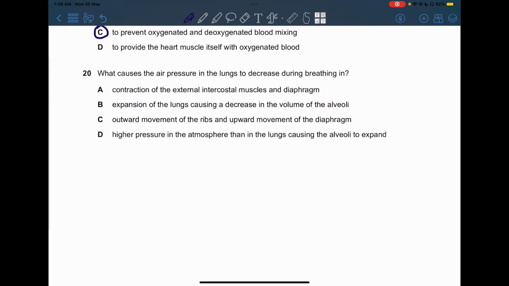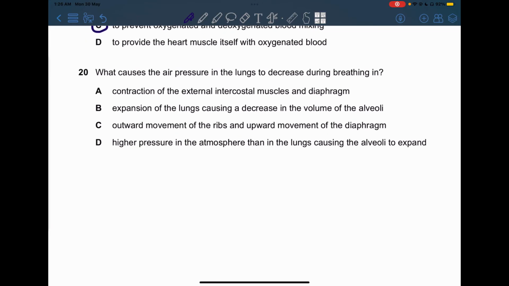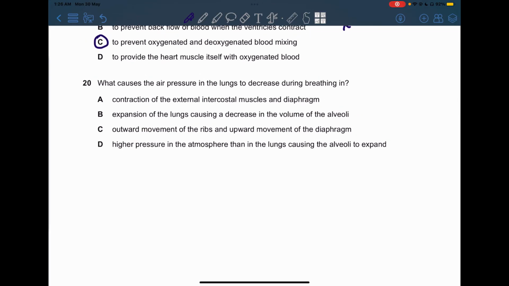20, what causes the air pressure in the lungs to decrease during breathing in? Now for this question, we're going to say what exactly happens during the breathing in. So let's check the options. Contraction of the external intercostal muscles and the diaphragm. Yes, this happens during the breathing in. So let's check also the other options.